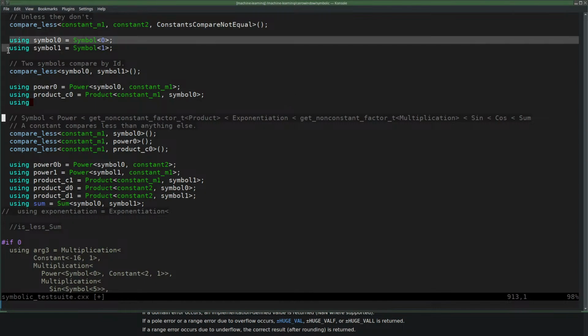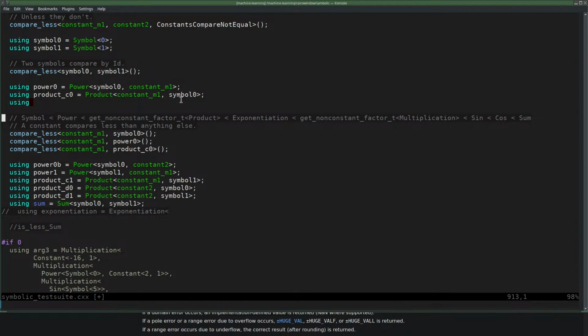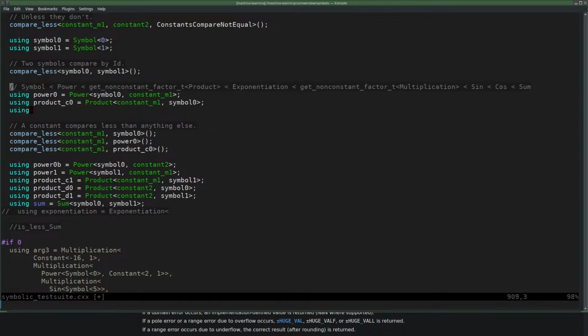So I defined symbols, and now I need to find a power. Well, that would be this one. Get the non-constant factor of product. That is then symbol 0 here. Exponentiation. Okay, exponentiation.